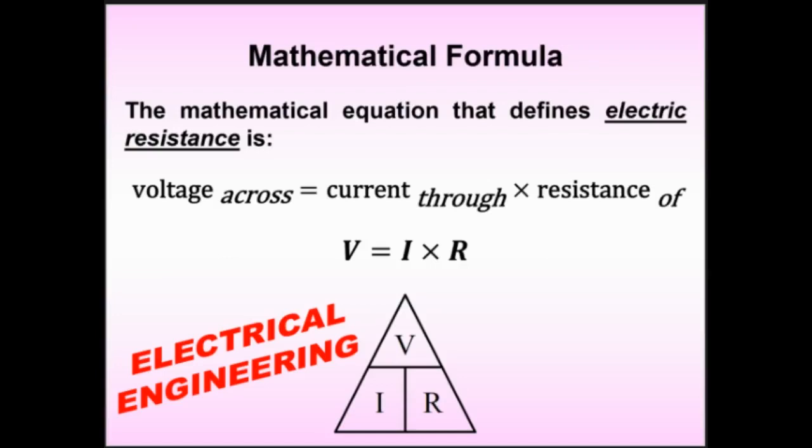Again, the triangle works for anything that is the multiplication of two other things. Every time. V equals IR. V is the main one, so it's at the top. I and R are the two equal players. You want one, you hide it, and you do whatever the math tells you.